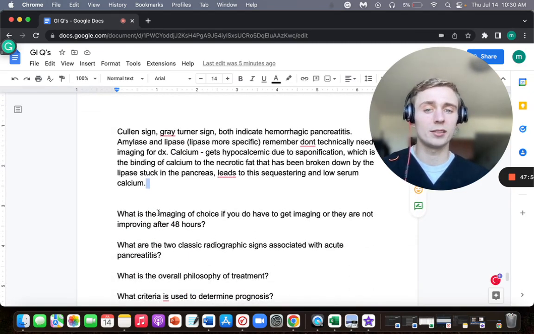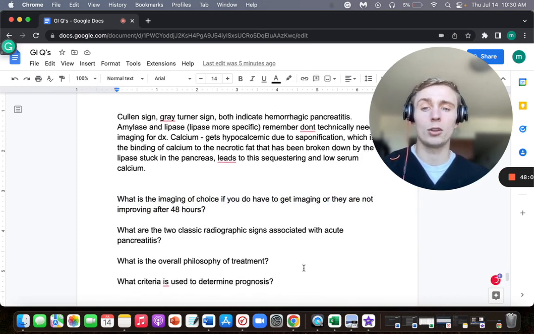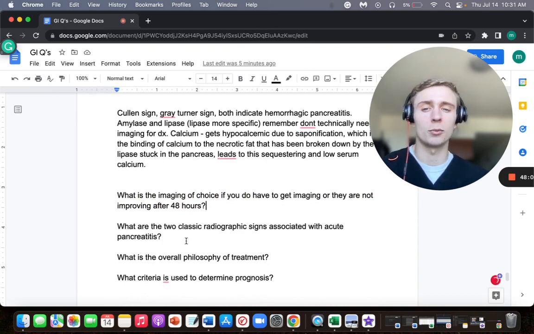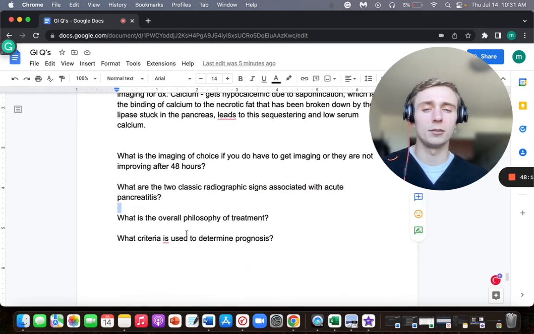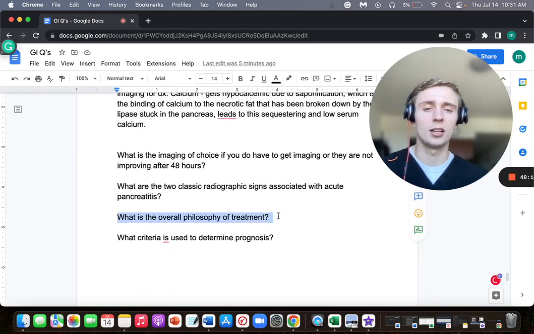What is the imaging of choice if you do have to get imaging, or if they are not improving after 48 hours? Like we said, we don't need it technically for the diagnosis, but if we do get it, what are the two classic radiographic signs associated with acute pancreatitis? What is the overall philosophy of treatment in acute pancreatitis? So kind of a general ideology of how we treat this condition. What criteria, there's a specific name, is used to determine the prognosis of this condition? The prognosis.